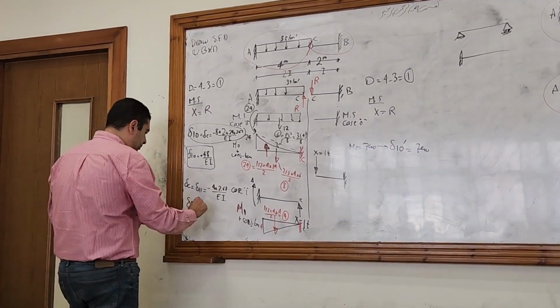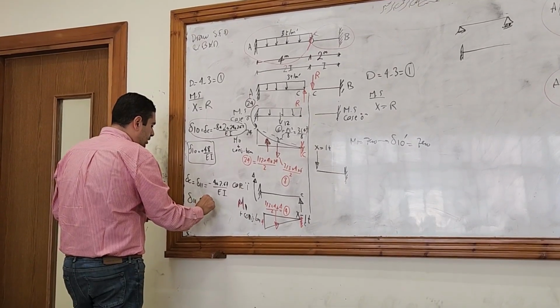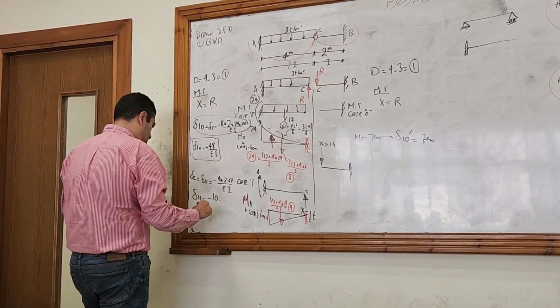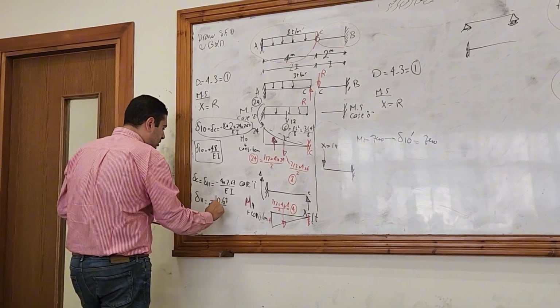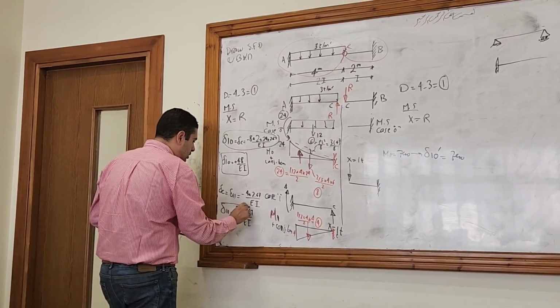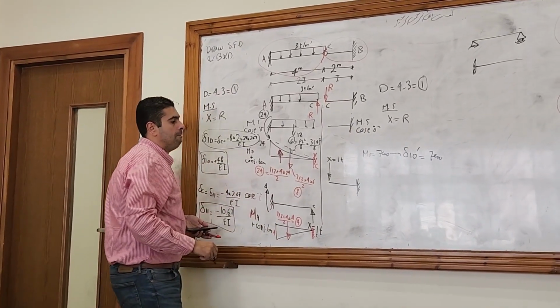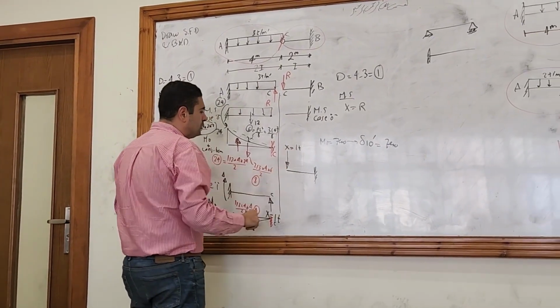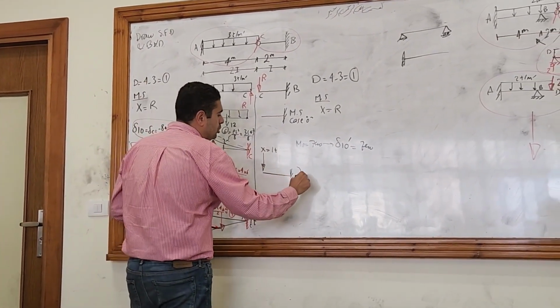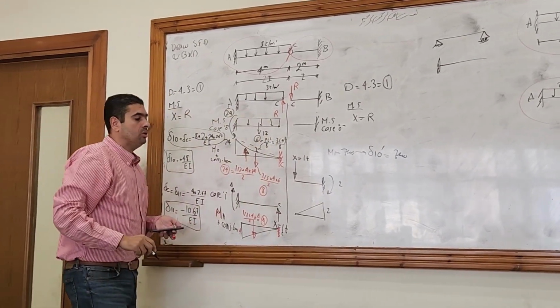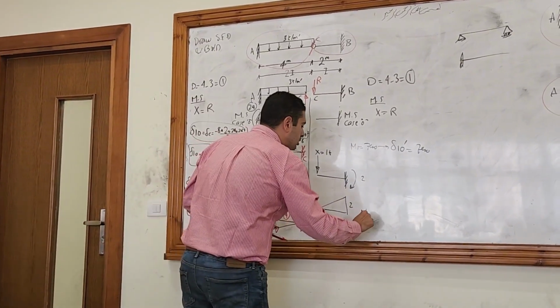negative 10.67 divided by EI. What about the right hand side? Calculate the moment, draw moment first. So 1 times 2 is 2. So the moment will be here 2 and here equals 0. This is called M1 dash.